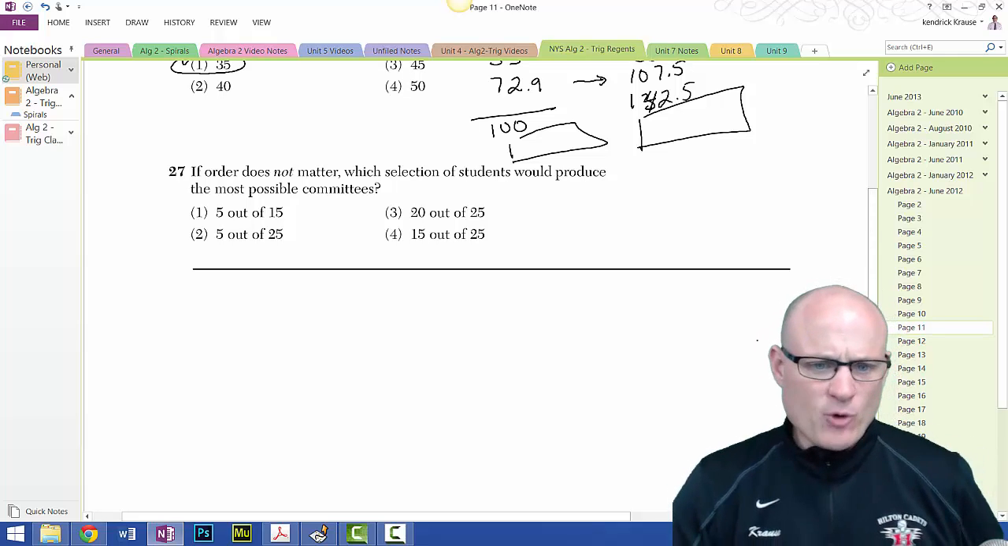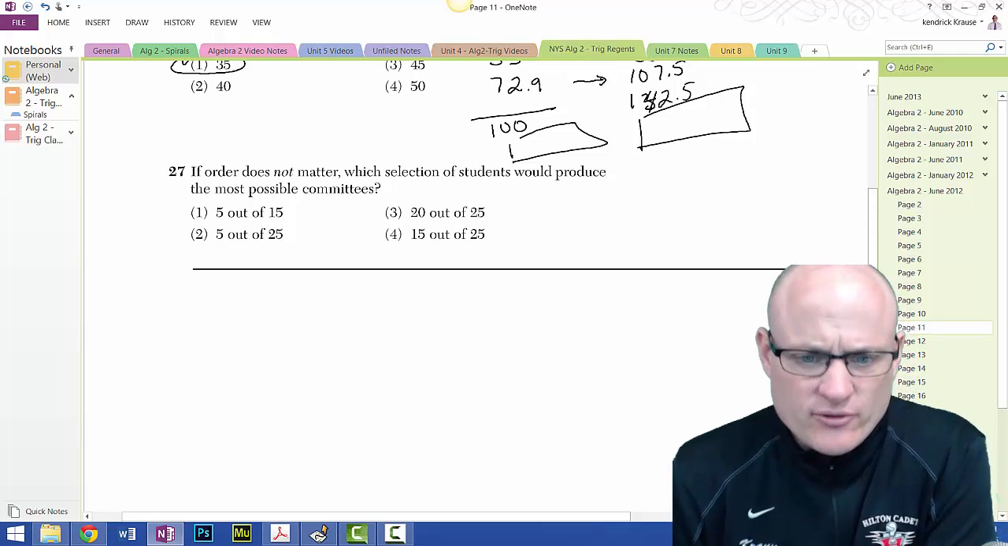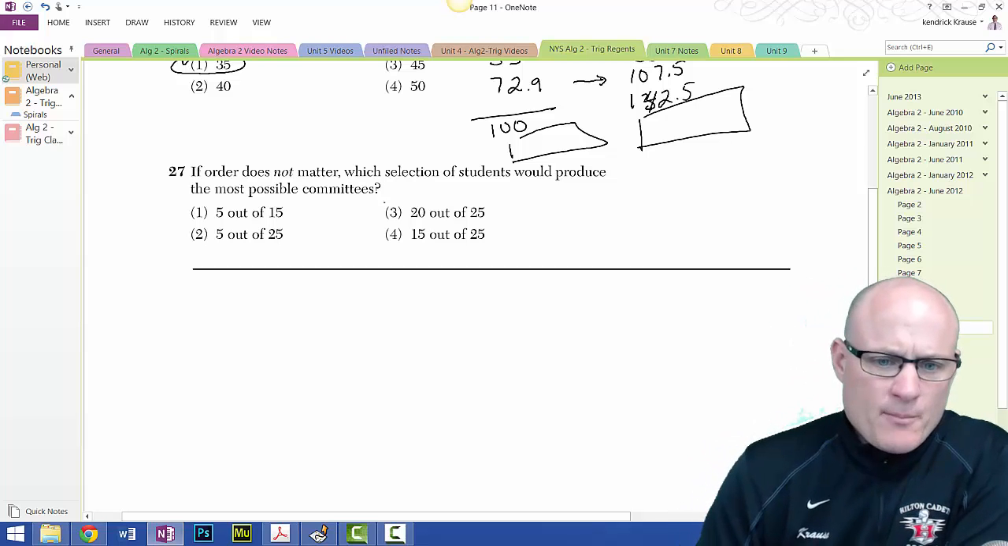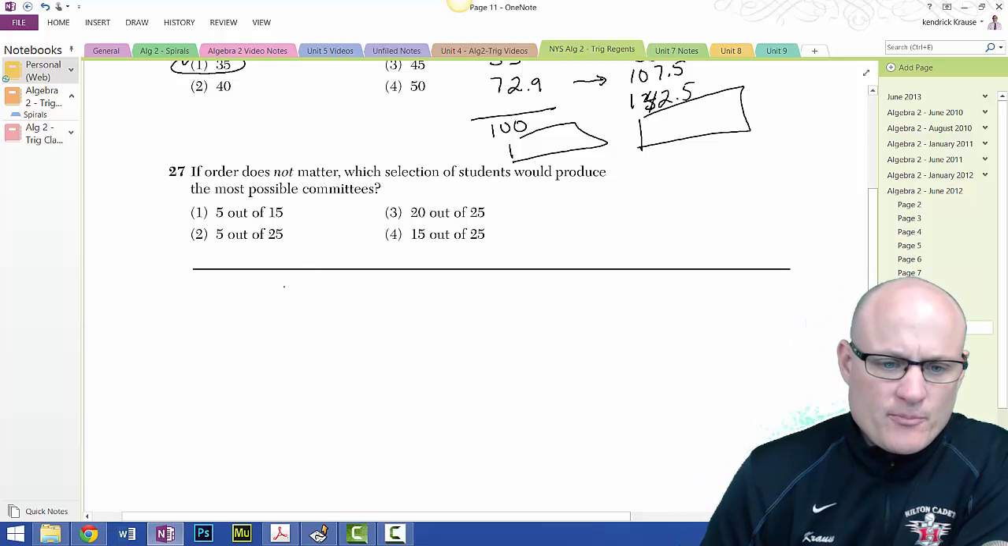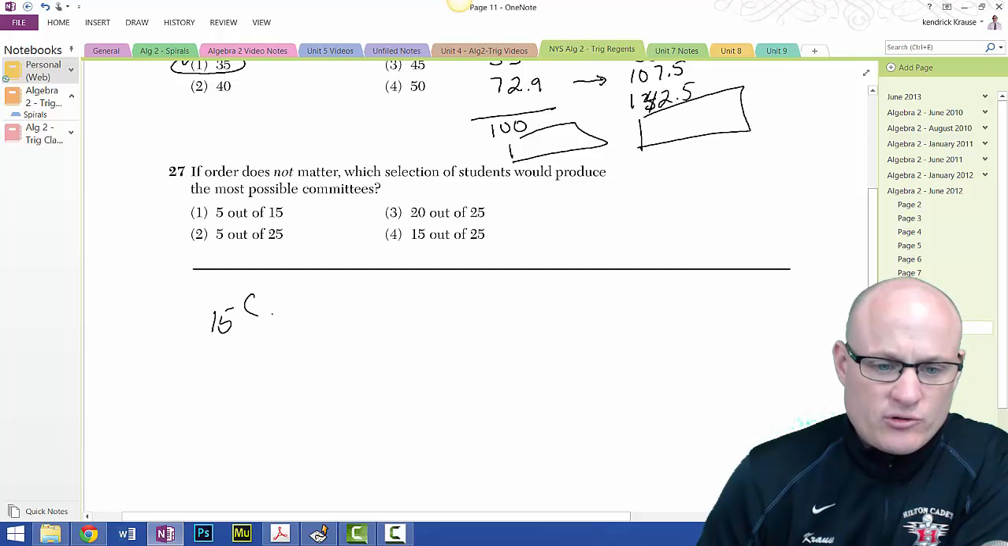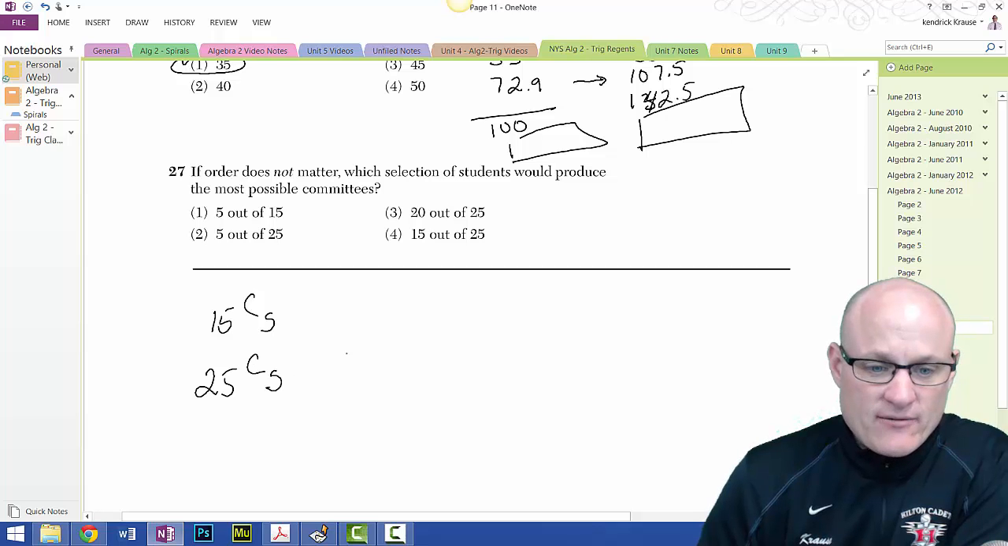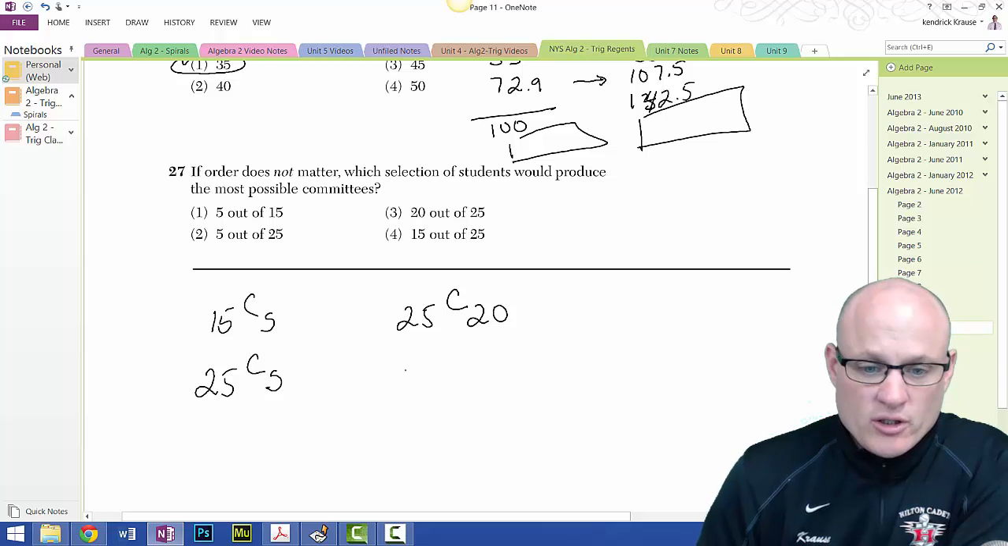All right. If order does not matter, which selection of students would yield the most possible committees? So order doesn't matter. When order doesn't matter, you want to do 15 choose 5, or 25 choose 5, or 25 choose 20, or 25 choose 15. My guess is it's going to be 4, but I'm not really sure.